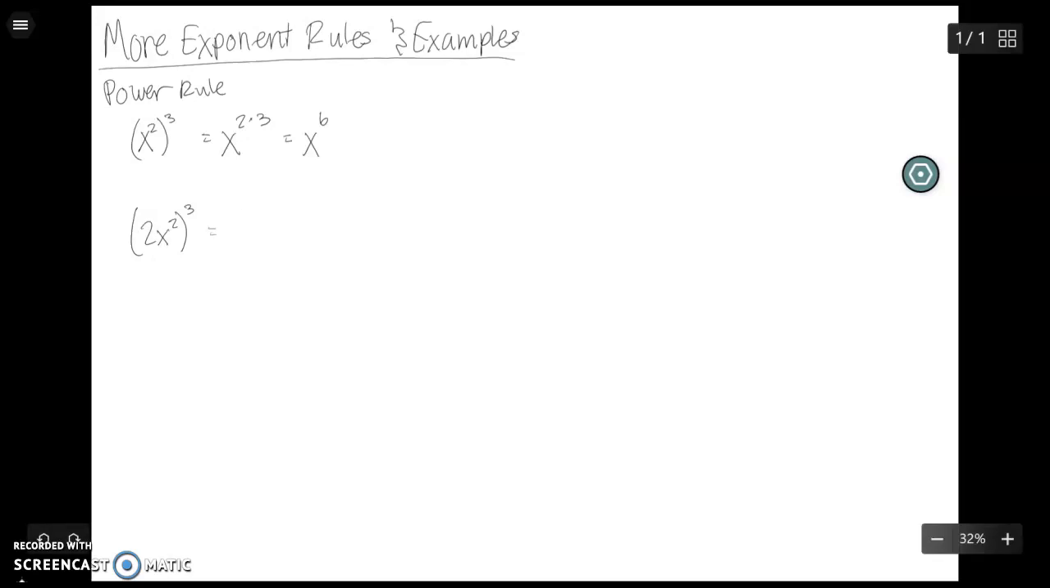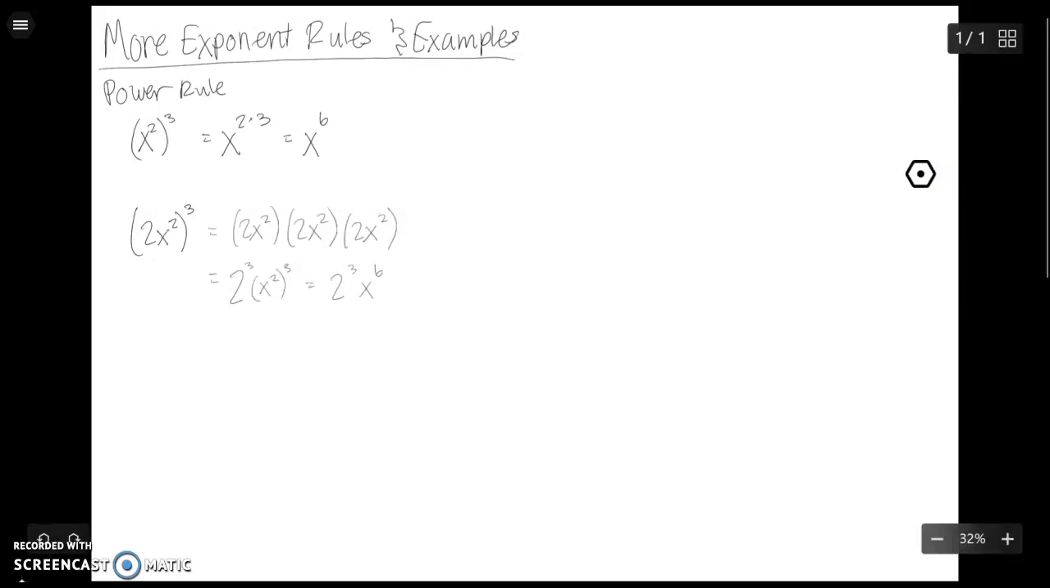So one way to think about this is we can expand it out and say, well, it's going to be 2x squared times 2x squared times 2x squared. So 2x squared times itself 3 times. That's what 2x squared cubed means. And then I could rewrite this and start grouping like terms together. I have 2 times 2 times 2, so I have 2 to the 3rd power, and then I have x squared times x squared times x squared, which is like x squared to the 3rd power. And we can use our product rule to tell us that's 2 cubed x to the 6th.